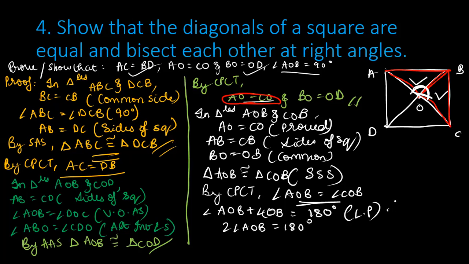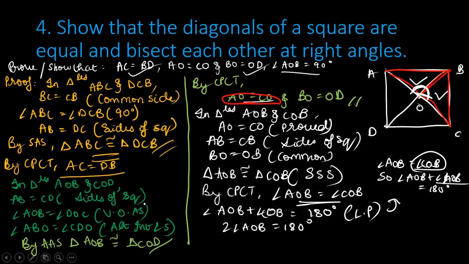See, since angle AOB is equal to angle COB, so angle AOB plus angle AOB will be equal to 180 degrees, right? Because instead of angle COB, I've written here angle AOB in this equation. Clear? So that's how I got 2 angle AOB. I hope you got it, right? So 2 angle AOB is equal to 180 degrees. Angle AOB is equal to 180 by 2, which will give you 90 degrees, right?